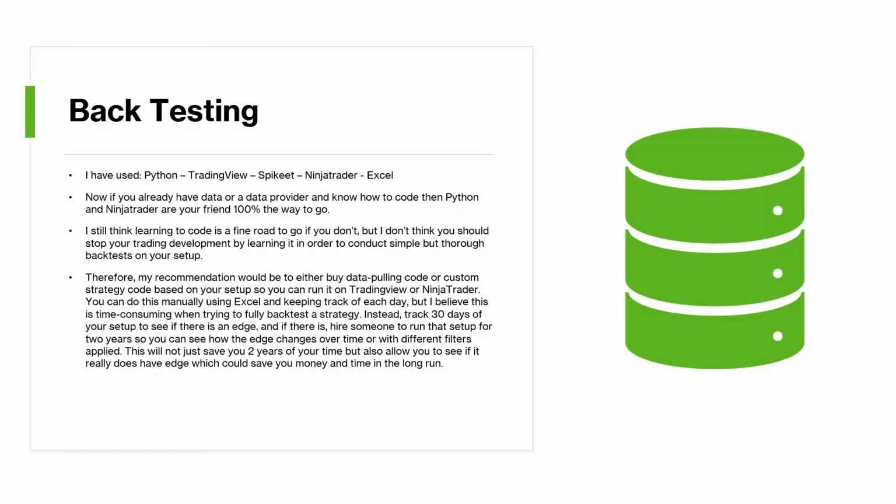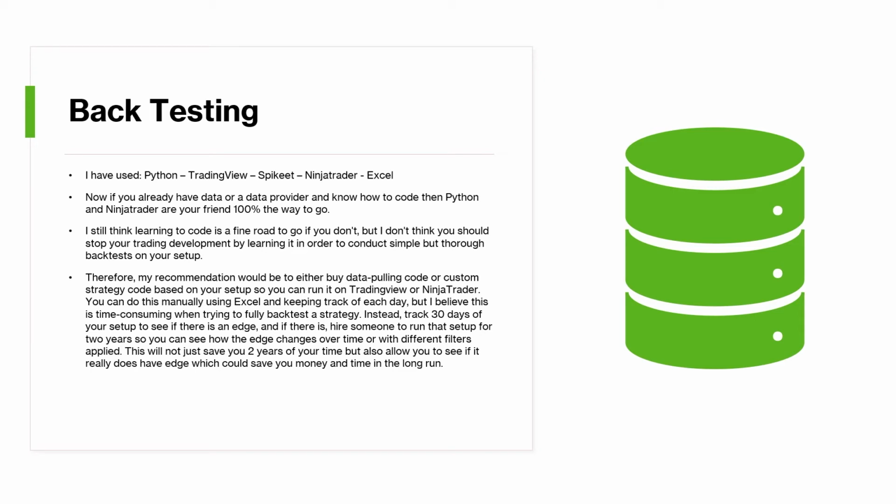Now for backtesting. I've used Python, TradingView, SpeedGeek, NinjaTrader, and Excel. Now if you already have data or a data provider and you know how to code, then Python and NinjaTrader are your friend, 100% the way to go. I still think learning to code is a fine road to go down if you don't, but I don't think you should stop your trading development by learning it in order to conduct simple but thorough backtests on your setup. Therefore, my recommendation would be either to buy data pulling code or custom strategy code based on your setup so you can run it on TradingView or NinjaTrader.